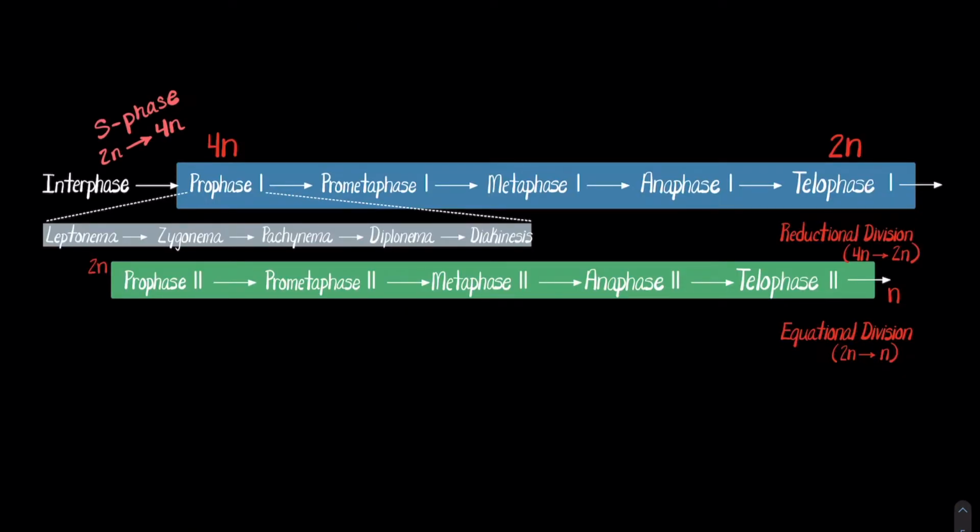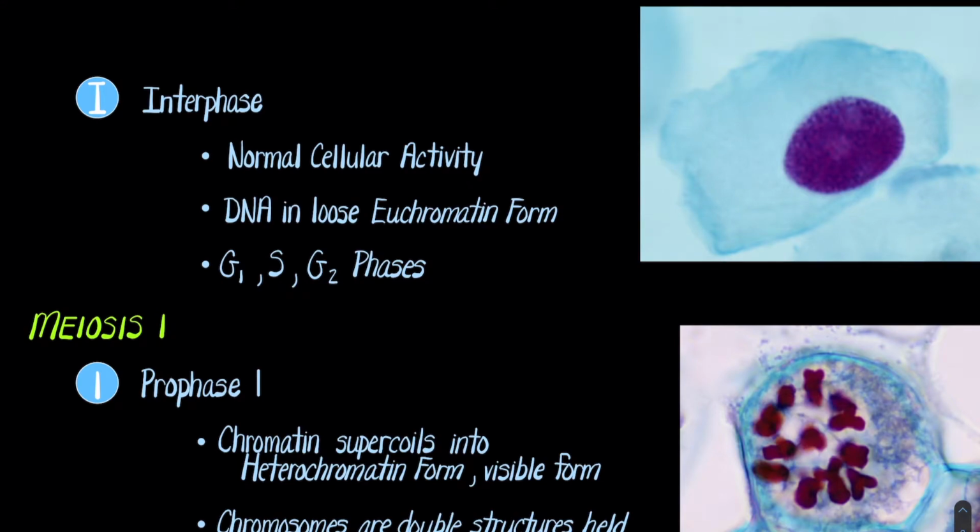Meiosis II is similar to mitosis in that it results in the separation of sister chromatids without a change in ploidy, and therefore it's known as equational division. Alright, so let's begin. The main point you need to get from interphase is that after S phase, with meiosis, there are 92 chromatids organized into 46 chromosomes, which are organized into 23 homologous pairs.